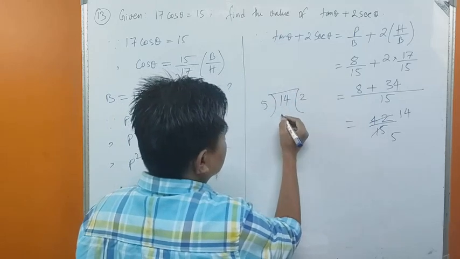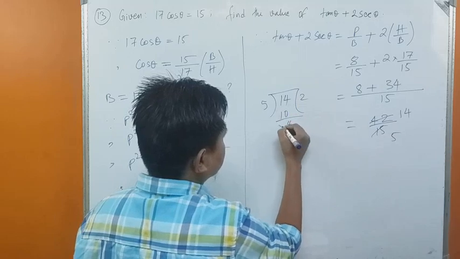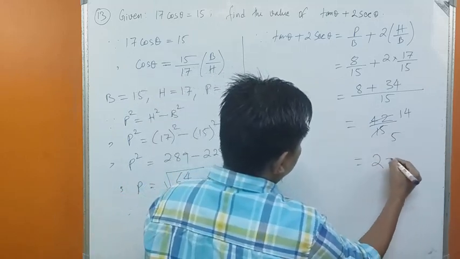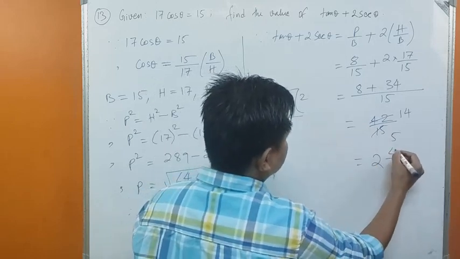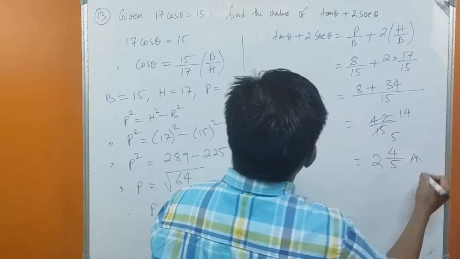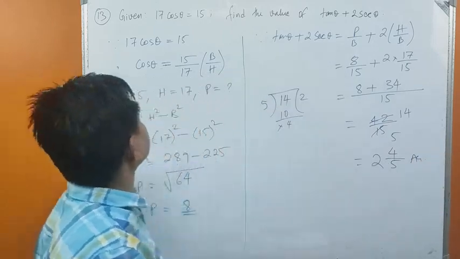5 2s are 10. 4 minus 0 is 4. So the answer will be 2 whole. This 4 goes to the numerator, 4. This 5 divisor comes down here. So tan theta plus 2 sec theta is 2 whole 4 upon 5, okay.